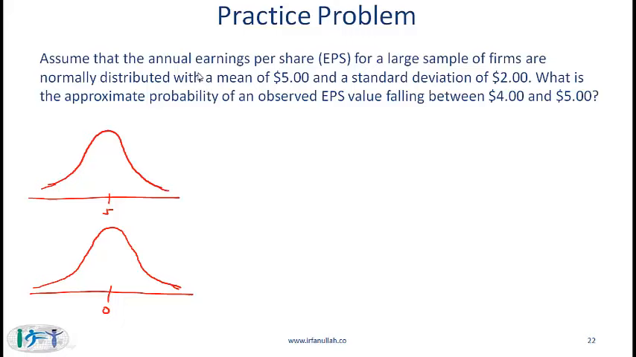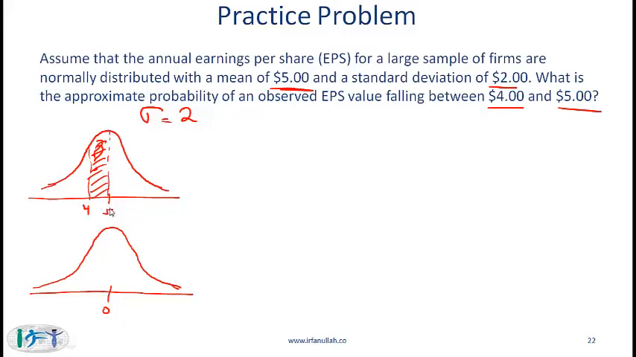Assume that the annual earnings per share for a large sample of firms are normally distributed with a mean of 5 and standard deviation of 2. So let us draw that distribution here. We have a mean of 5 and standard deviation is equal to 2. What is the approximate probability of an observed EPS falling between 4 and 5? So what we are saying is the following. There is a certain probability that the EPS will fall between 4 and 5. So this is the probability that we are looking for, the shaded region.